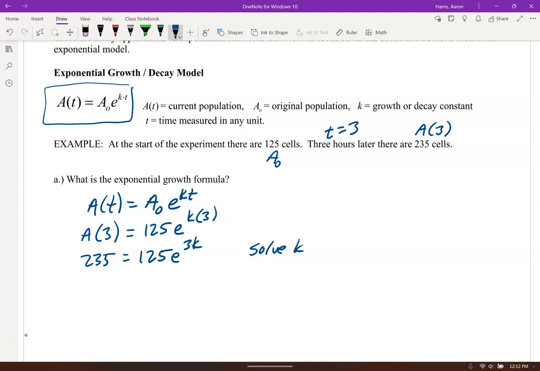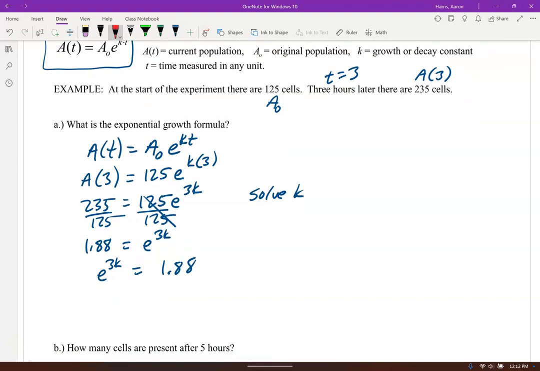So we go ahead and divide both sides by 125. So we have 235 divided by 125 is 1.88 equals e to the 3k. And I'm going to write that as e to the 3k equals 1.88. Now let's undo e. If you remember, to undo e, we use its inverse, the natural log. Take the natural log of both sides. Ln of e to the 3k is 3k. So we get ln of 1.88. And then we're going to divide the whole thing by 3.